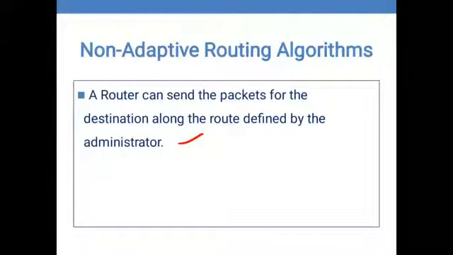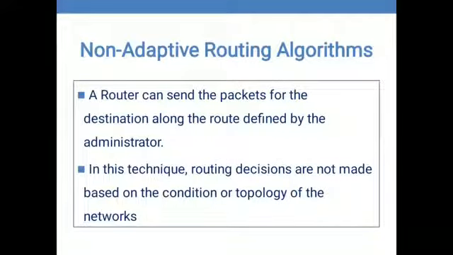Once he decides the shortest path, he finalizes it, and the administrator device will decide the best path and finalize it. After it is finalized by the administrator, the source packet will be transmitted along that path only to reach the destination. So here the main role is taken by the administrator device, meaning one single device will control all the routers. In this technique, routing decisions are not based on the condition or topology of the network.